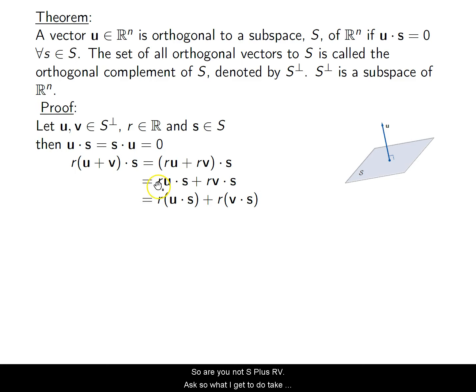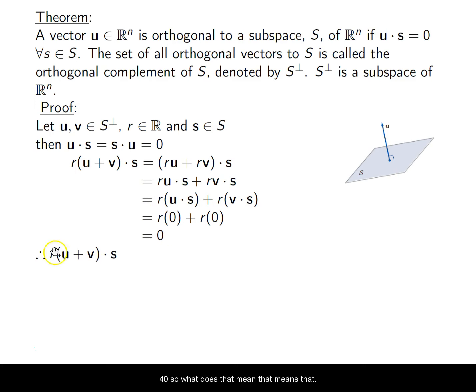So ru dot s plus rv dot s. What I get to do is take the dot product and pull out the scalar multiple. And then what are these things? Well, I know that u dot s, anything in the complement dotted with a thing in my subspace, is going to be 0. So this is going to be 0 plus 0, or 0. What does that mean? That means that this thing is equal to this, which is going to equal 0. So I'm closed under addition and scalar multiplication.